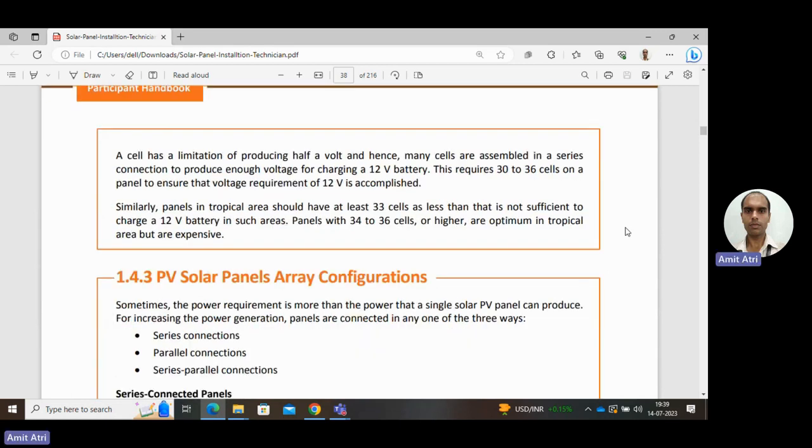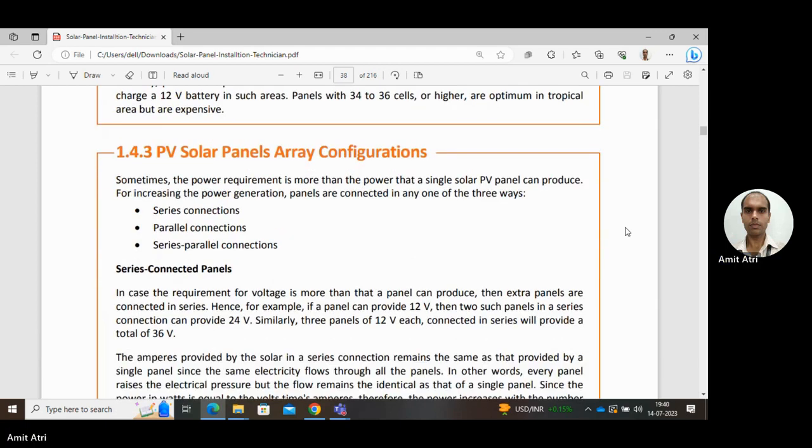So as a solar cell is producing a lesser voltage, and we need a higher voltage, a 12 volt battery minimum, to power devices which can do any useful work, for this we make a combination of cells, and that's why a panel is formed. That is the next topic, solar PV panel array configurations.